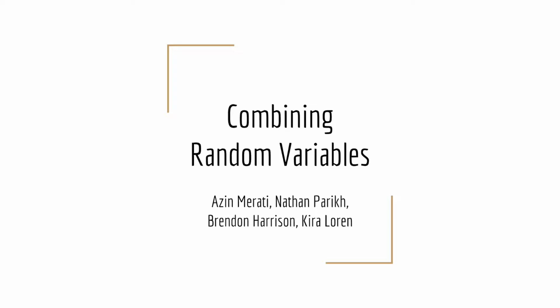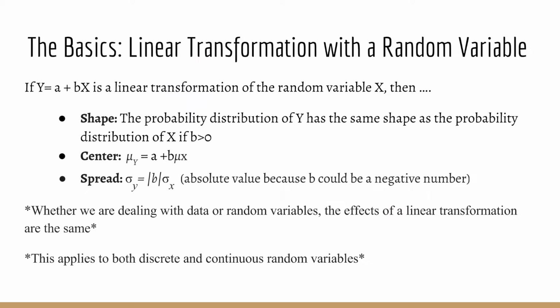In this video, we're going to go over combining random variables. Before we can get too ahead of ourselves, we're going to start off with the basics of linear transformation. The formula for a linear transformation line is y equals a plus bx, x representing the random variable.